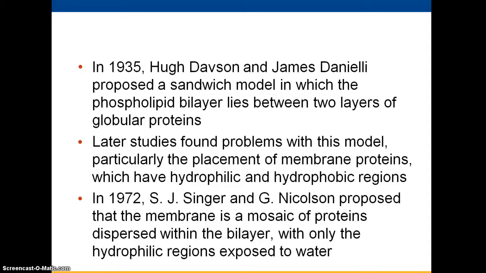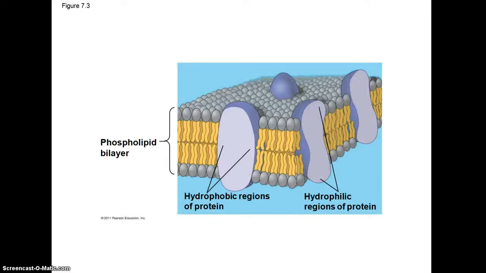In 1972, Singer and Nicolson proposed the fluid mosaic model, saying that instead of having the phospholipid sandwich between the proteins, the proteins are actually embedded within the membrane. We can see then that this fits much more easily with what we know about chemical composition of proteins. Hydrophobic regions of proteins can comfortably nestle within the hydrophobic region of the phospholipid bilayer, and then hydrophilic regions of the proteins can be in contact with water.